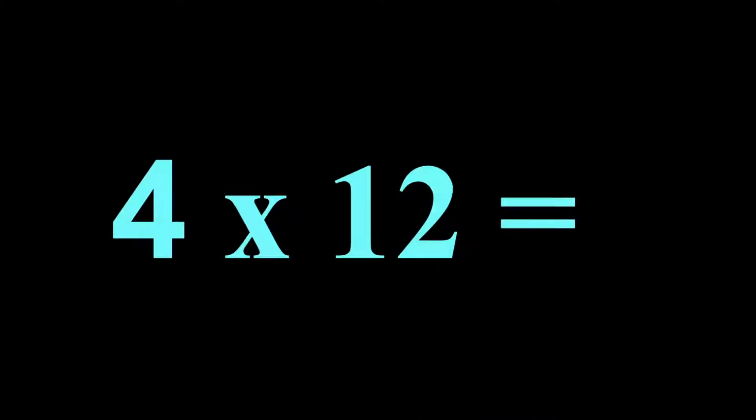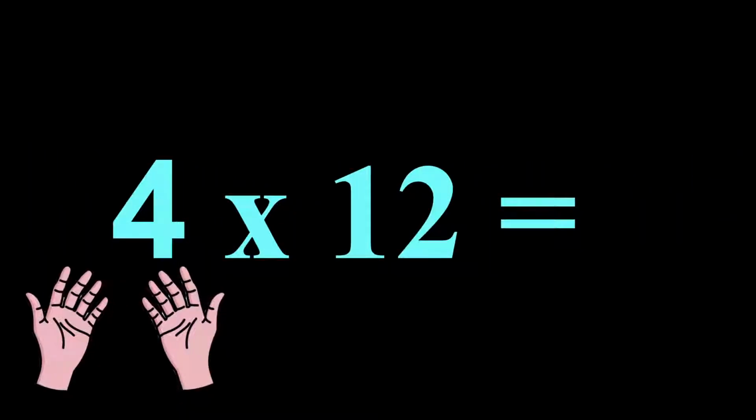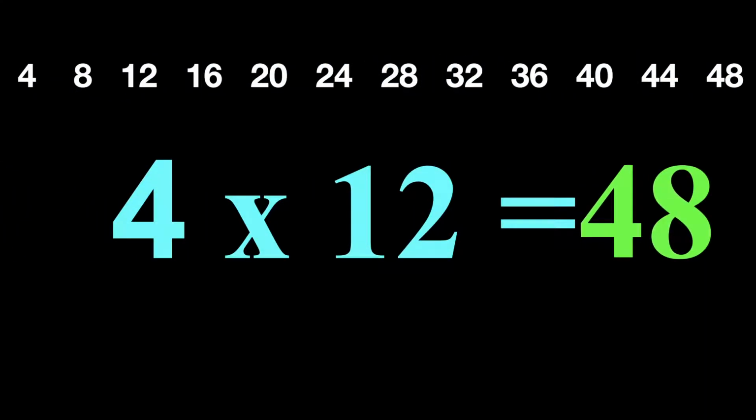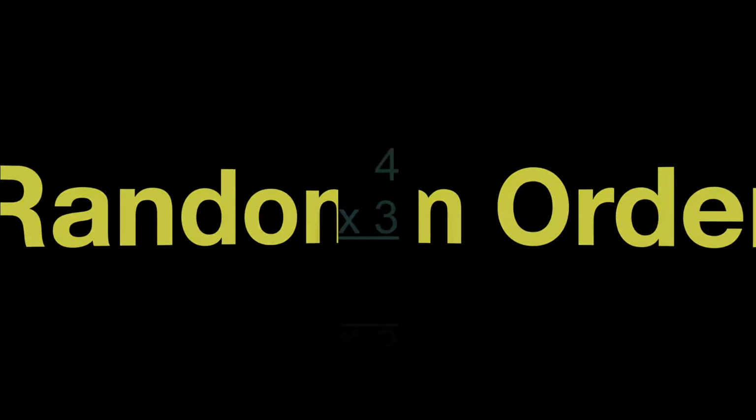4 times 12, okay, that's a bit of work. Well, let's try that one. 4, 8, 12, 16, 20, 24, 28, 32, 36, 40, 44, 48. I know that seems like a lot, but the more you do it, you're just going to memorize it and it'll get easier and easier. Okay, good job. Let's now try it in random order, okay?